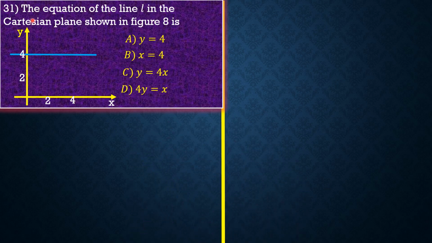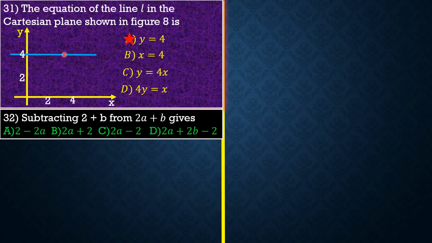Question 31 reads that the equation of the line L in the Cartesian plane below in figure 8 is. So, guys, this is our line in blue. We notice that this line has touched the y-axis, right? In fact, it is horizontal to the y-axis at 90 degrees onto the axis. So it therefore means that the 4 in this case is a y value, right? So the equation has to be y equal to 4. So guys, option A has to be the best option.